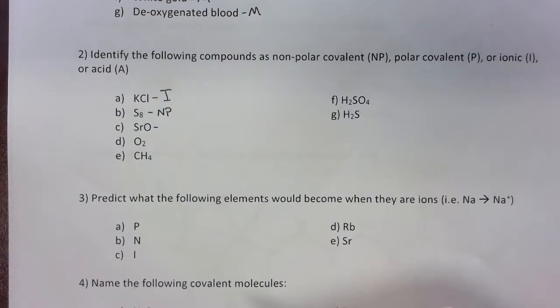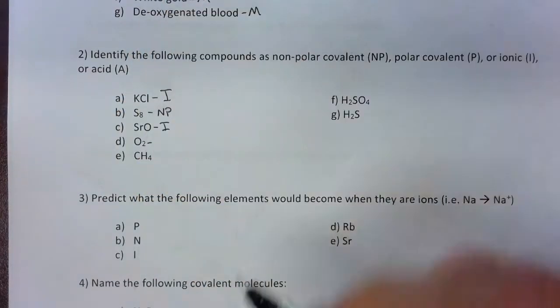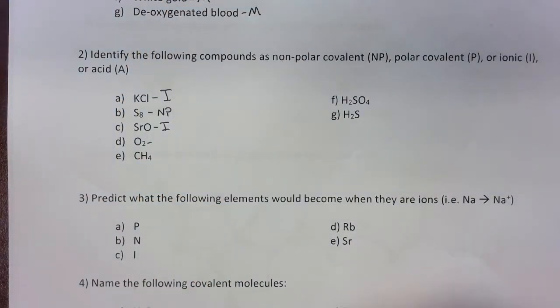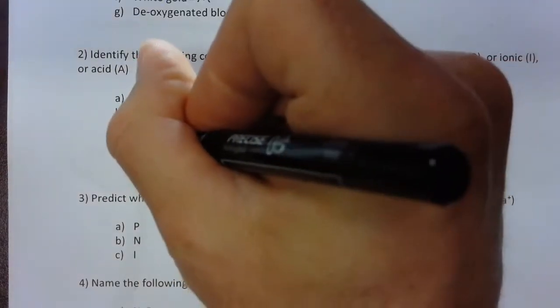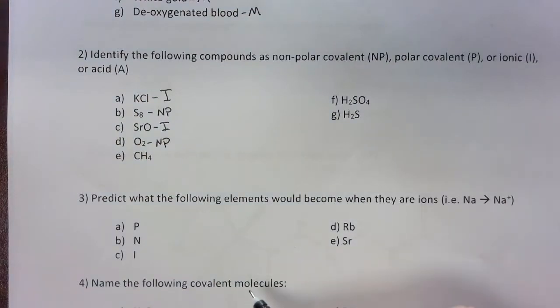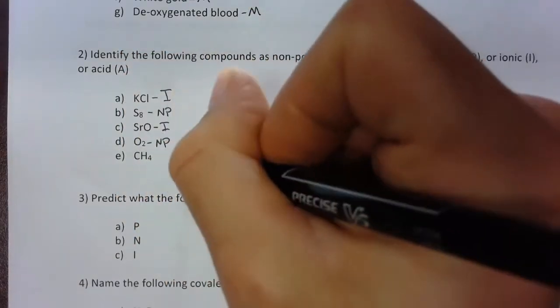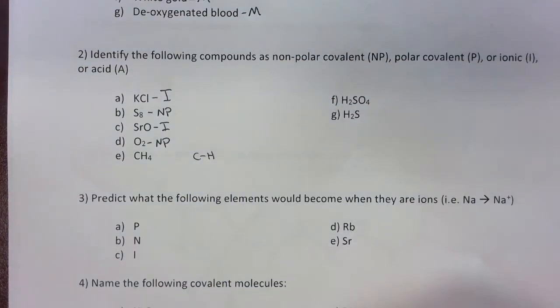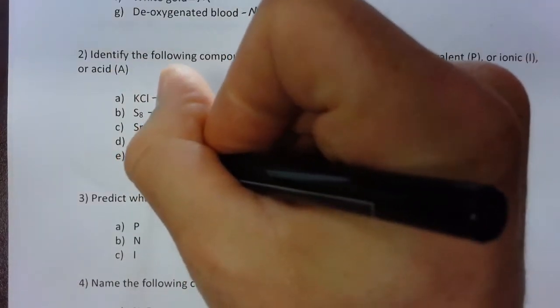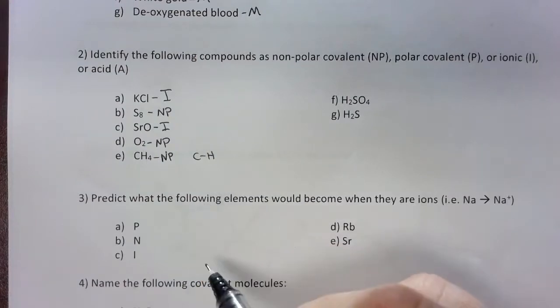SrO. Strontium is a metal, oxygen a non-metal, that makes it ionic. O2. Again, same thing as with S8. Oxygen is a non-metal, and since it's bonded with itself, that makes it non-polar. CH4. Both of these are nonmetals. This is a compound, and the carbon-hydrogen bond is a very common nonpolar bond we will discuss in class, so make sure you know that one. Since that's the only bond present here, this is a nonpolar compound.